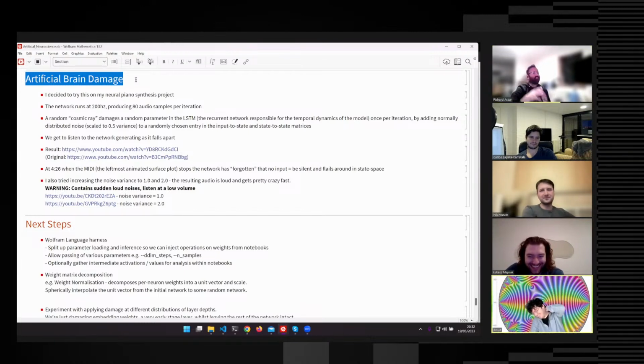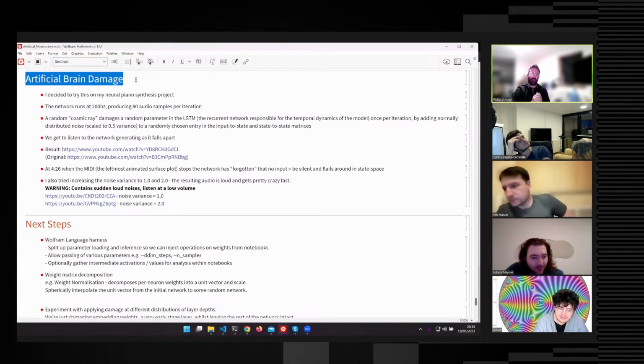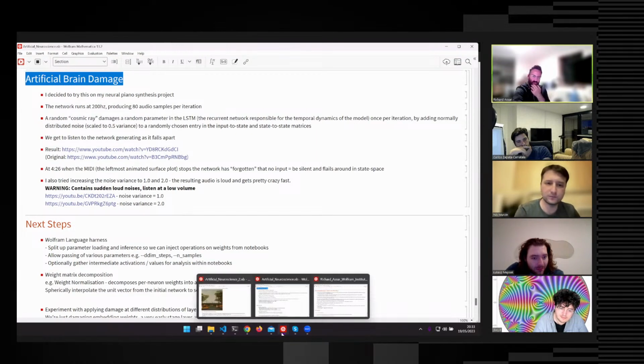I actually did this to my piano network. Whilst it's playing, I randomly put some value into the network, and it breaks down in very interesting ways. But I won't show you that today.